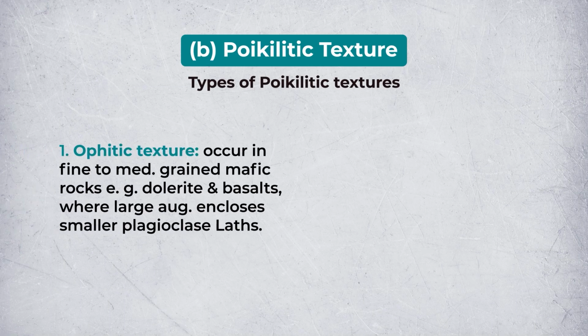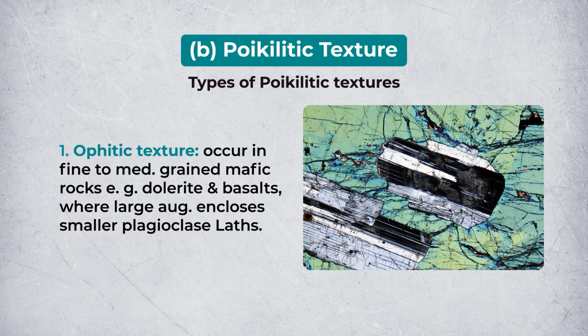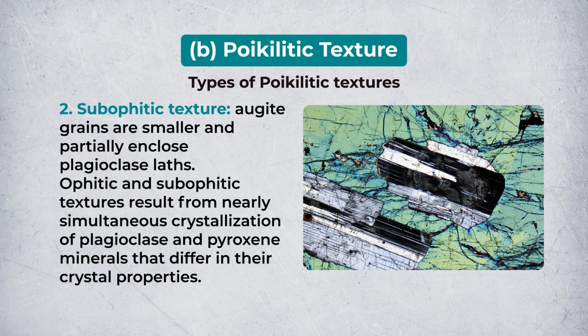The first category is ophitic texture, which occurs in fine to medium grained mafic rocks, for example dolerite and basalt, where large augite crystals enclose smaller plagioclase laths. Number two, subophitic texture, where augite grains are smaller and partially enclose plagioclase laths. The plagioclase laths are partially inside the clinopyroxene grains and partially outside it. Ophitic and subophitic textures result from nearly simultaneous crystallization of plagioclase and pyroxene minerals that differ in their crystal properties.